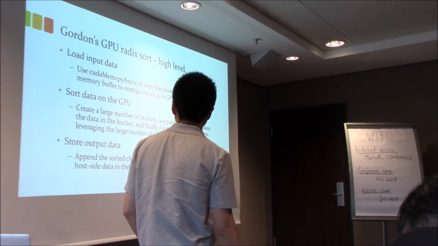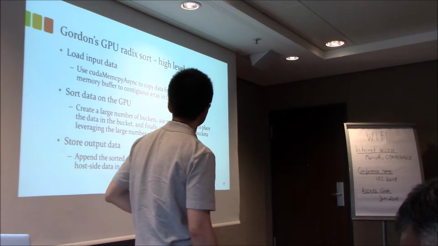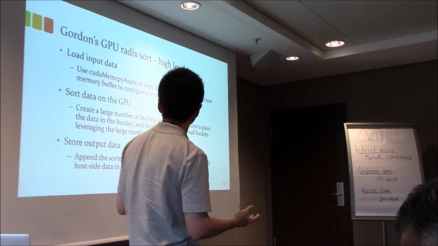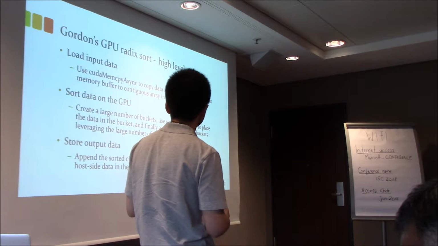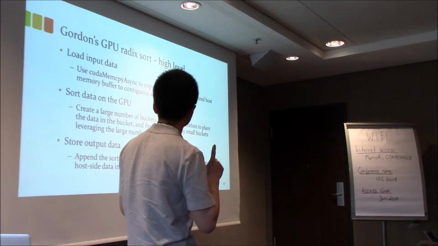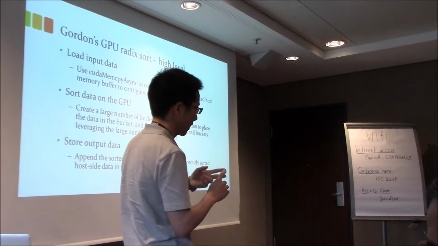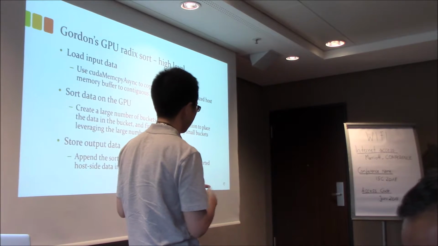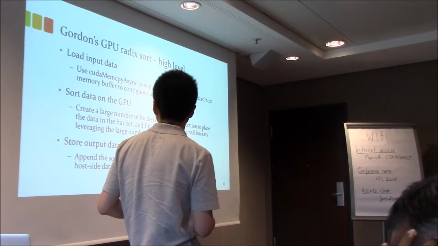Okay, so next, looking into the sort engine we are using here. We are using Gordon's GPU radix sort. At a high level, what it does is it pipelines three things together. The first thing is loading data into the GPU. The second thing is doing the actual sort on the GPU, and the third one is storing the output data into the host side.